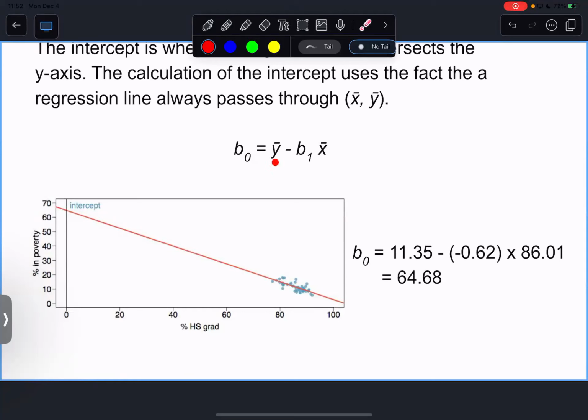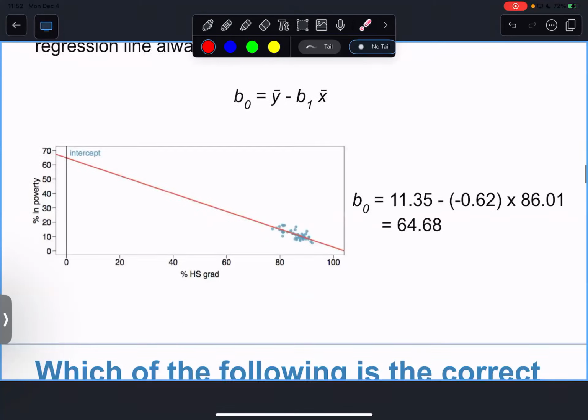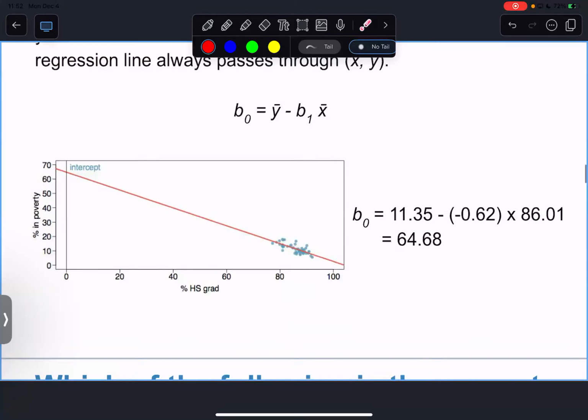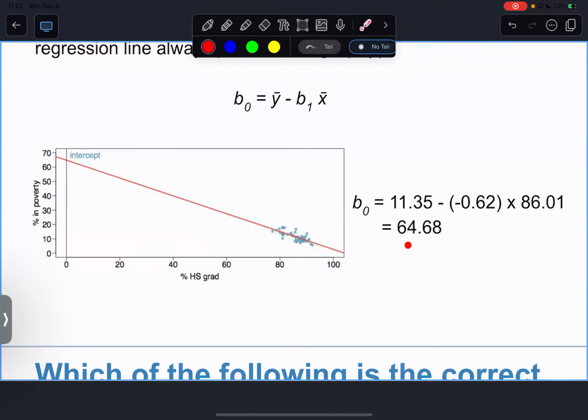So we take the average of the y's and the average of the x's. Now in this case, 11.35, if you swap that with 86.01, that's going to give you weird answers, right? So that's when you really want to keep track. And so that's where we find our y-intercept of 64.68. And it's just where the line crosses the y-axis. In this case, it's not meaningful. I would say it's not meaningful because there are no states in our data set with a 0% high school grad rate.